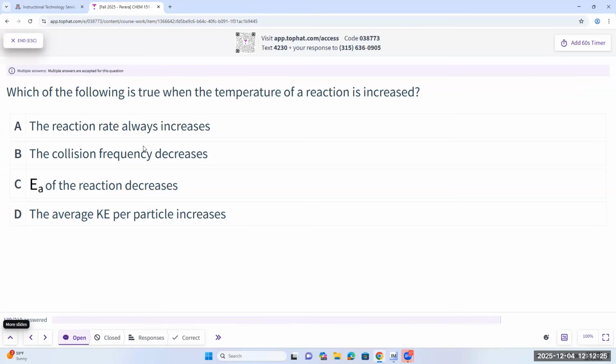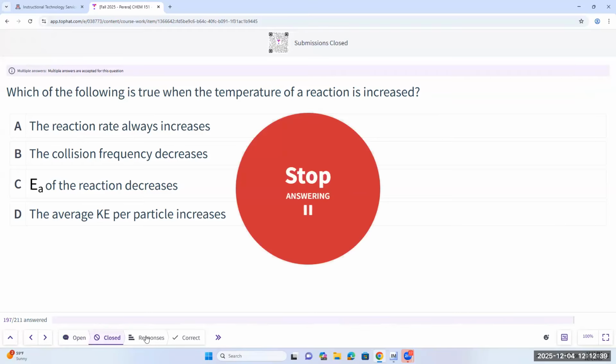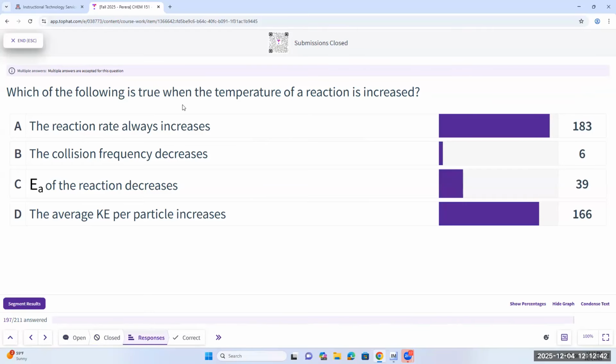I'm going to close this question about temperature in 5, 4, 3, 2, and 1. And here are our responses. Most of us say when you increase the temperature, the reaction rate will always increase. Yes, definitely. The collision frequency decreases is incorrect, because collision frequency must increase: when you go faster, you are more likely to collide.